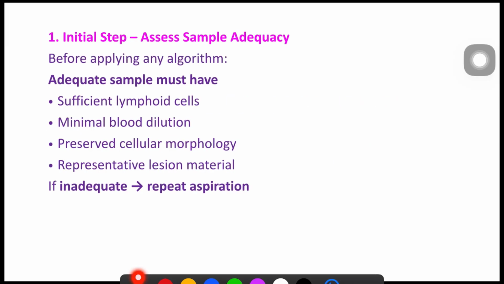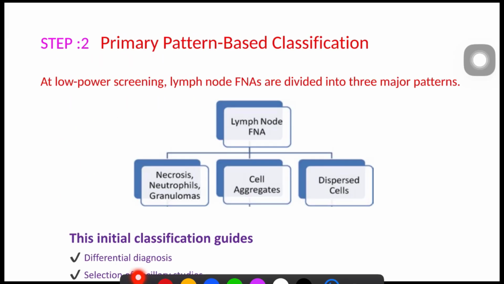Whenever we assess our aspirated sample, we first have to assess adequacy. Before applying any algorithm, an adequate sample must have sufficient lymphoid cells, minimal blood dilution, preserved cell morphology and representative lesion material. And if the aspirate is inadequate, repeat aspiration is a must.